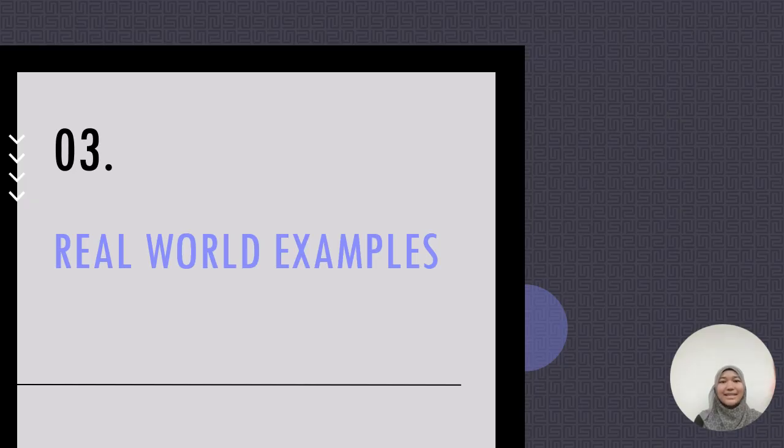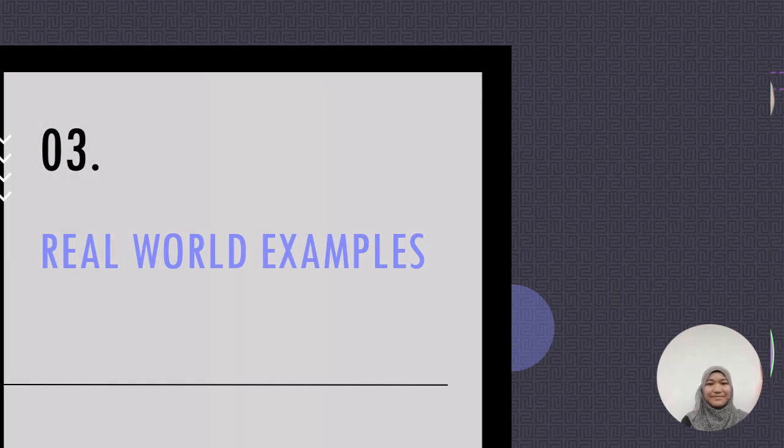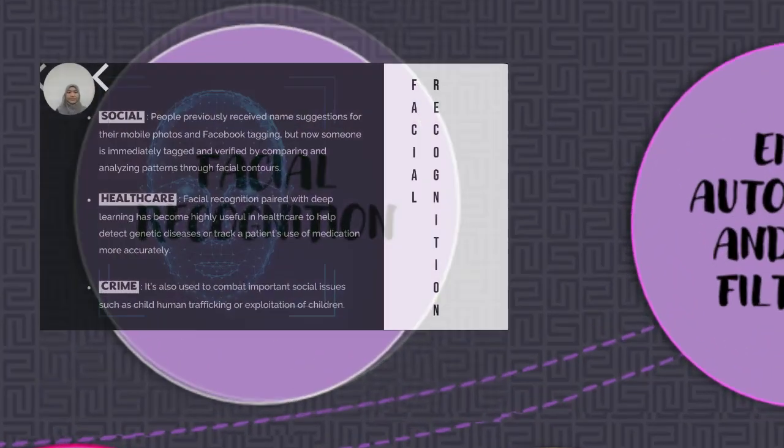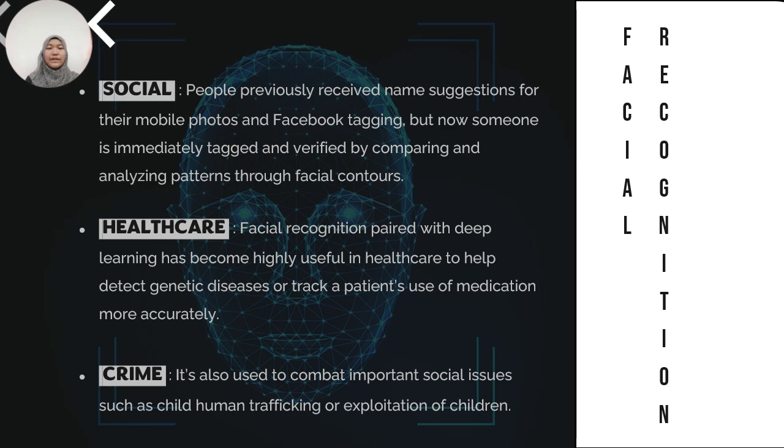So now let's dive into the real-world examples of machine learning. There are so many examples of machine learning in real life. One of it is facial recognition. Other than that, social media optimization and also product suggestions. For facial recognition, there are 3 aspects, which is social, healthcare, and also crime, but commonly used in crime, which is to combat important social issues such as child human trafficking.